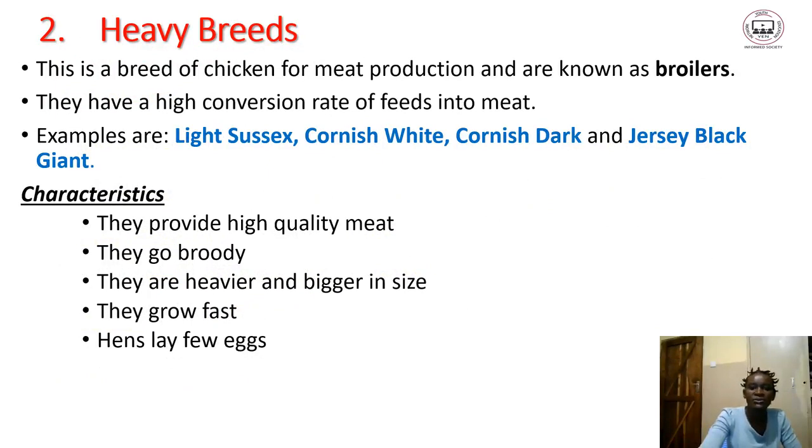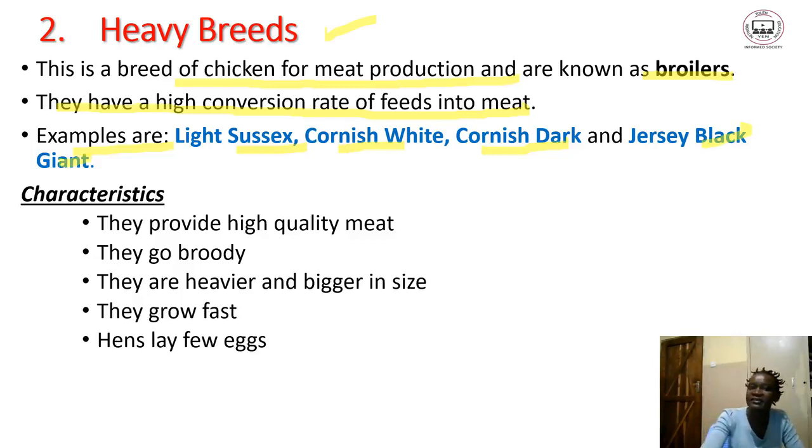Let's now look at the other category of exotic breeds, that's heavy breeds. This is a breed of chicken for meat production. They are also known as broilers. These have a high conversion rate of feeds into meat. Once they consume the feeds, they will convert the feeds into meat. Examples might be light Sussex, Cornish white, Cornish dark, Jersey black, Jersey black giant.